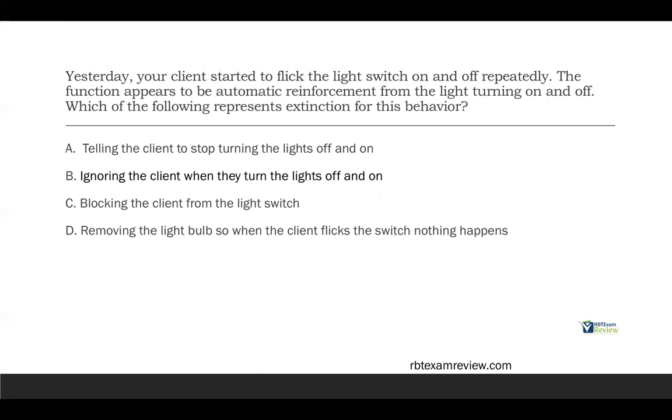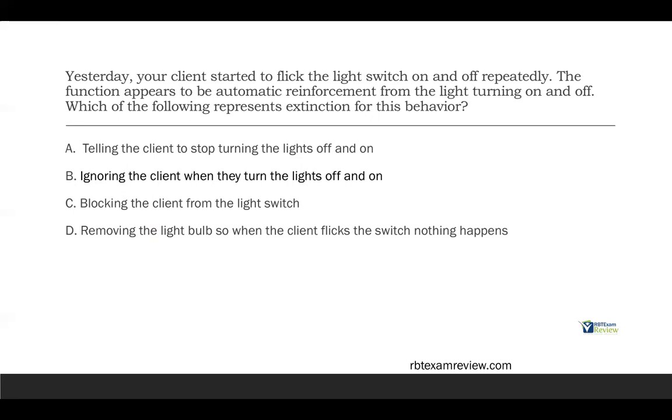All right. Now, the function appears to be reinforcement from the light turning on and off. So it's not necessarily flicking the switch, but it's more seeing the light go on and off. So how do we implement extinction? Okay, extinction is removing reinforcement for a previously reinforced behavior. So what is reinforcing the kid here? It's seeing that light go on and off, okay?